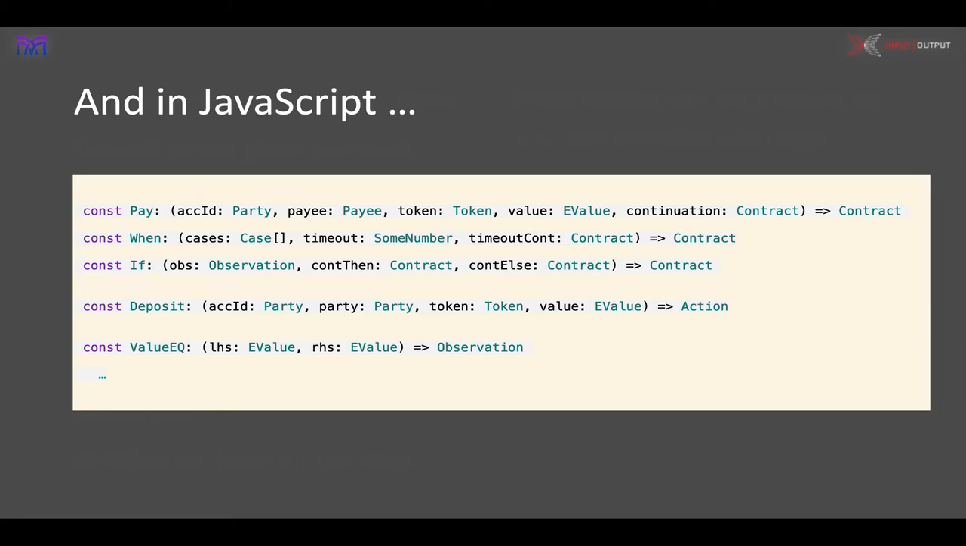When is similar, and as you can see here, also deposit, which is an action, and value equality, which is an observation. These things correspond very closely to what you've seen in Haskell. So if you're comfortable writing JavaScript, you simply plug together these contracts inside JavaScript in exactly the way you would do it in Haskell.